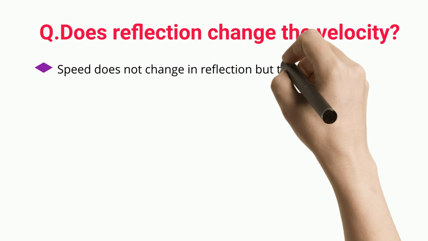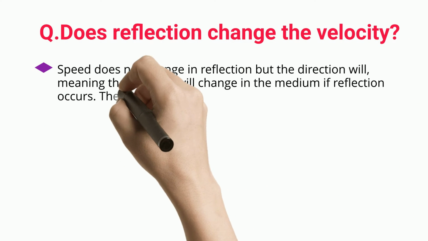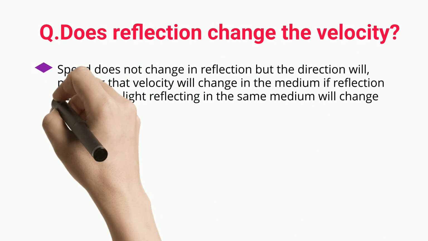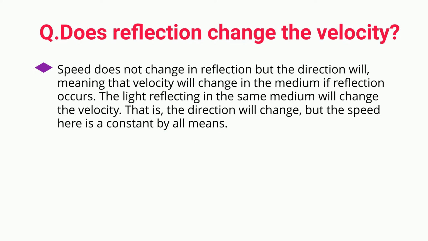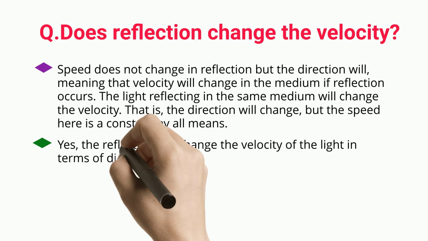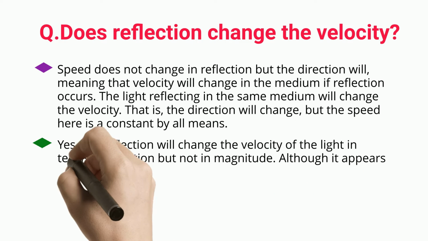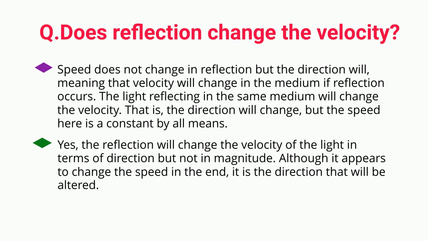Speed does not change in reflection, but the direction will, meaning that velocity will change in the medium if reflection occurs. The light reflecting in the same medium will change the velocity. That is, the direction will change, but the speed here is a constant by all means. Yes, the reflection will change the velocity of the light in terms of direction, but not in magnitude. Although it appears to change the speed in the end, it is the direction that will be altered.